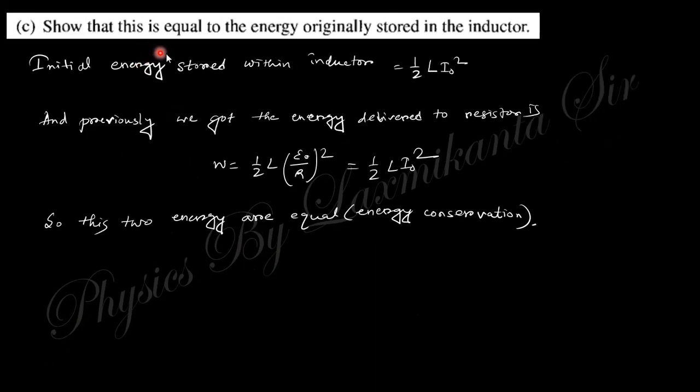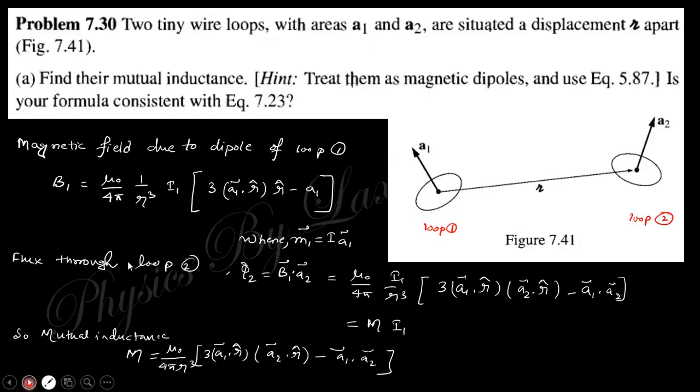Next one, that is equal to the energy originally stored in the inductor. Originally stored within this inductor equals half L i0 square, and this also is half L i0 square. So these two are equal. Simple. Next one.